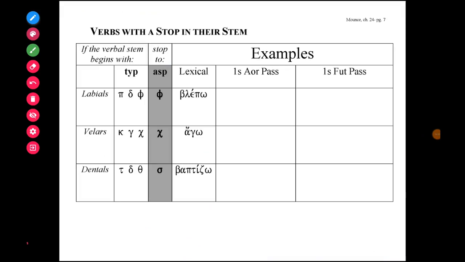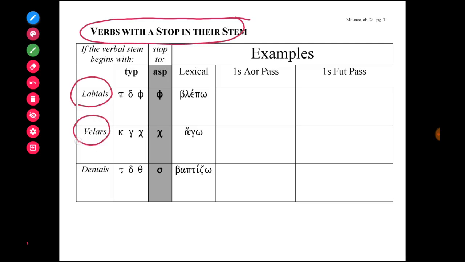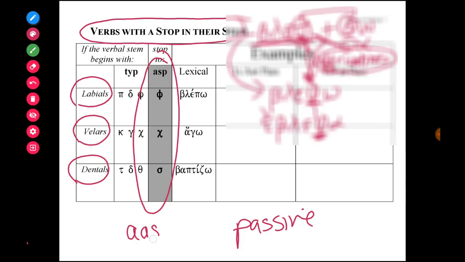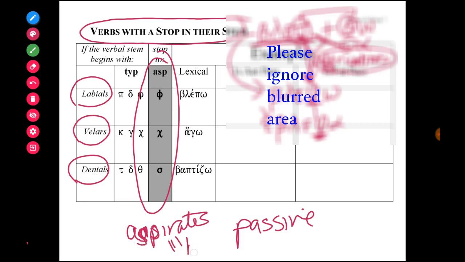What happens when we have a stop verb? That means the stem will either end in a labial, a velar, or a dental letter. The aspirates are H-sounding letters. So if they have an H-sounding letter, then it's an aspirate. And what happens is, for example, if we take blepo, and then we add, for example, the aorist passive forms, that would be then, and then of course we would have to add an augment to it to make it past time.